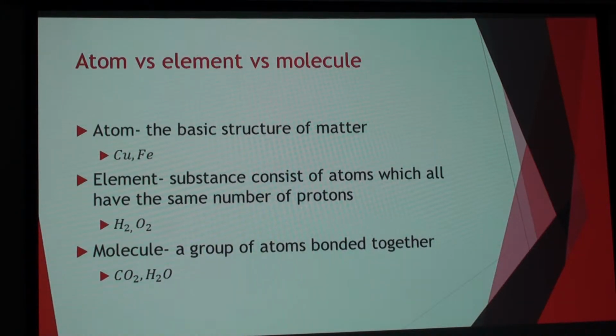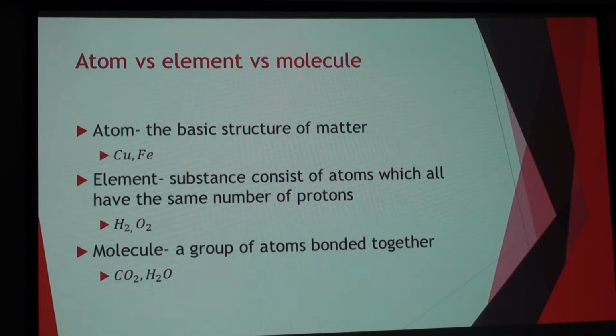And then an element is a substance that consists of atoms which all have the same number of protons. An element is like a molecule, but it only has one type of atom. For example, here we have a molecule of hydrogen gas, which is composed of 2 hydrogen atoms. And if you notice, it's only hydrogen. And the other molecule is an oxygen molecule, and it's only oxygen. Like an element, it's a molecule with just one type of atom.